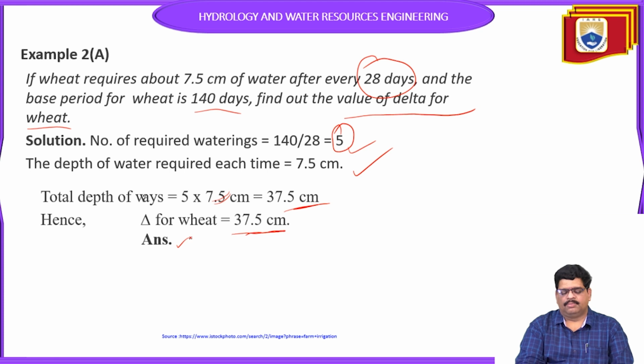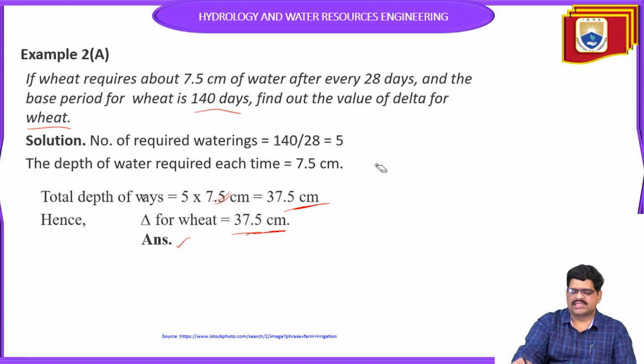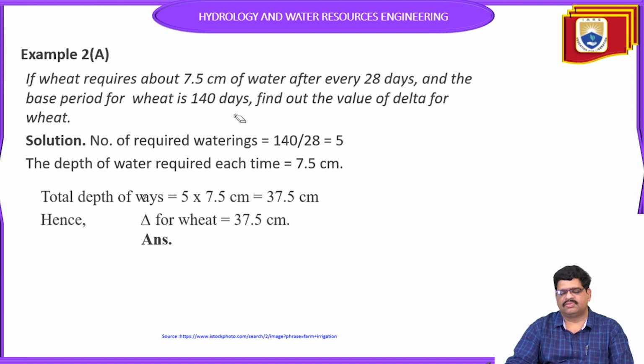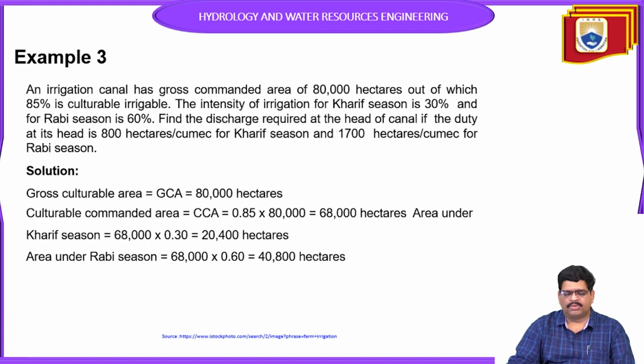This problem is a small variation from the previous one. Find the value of delta, but here the wheat requires 7.5 centimeters of water applied every 28 days, whereas previously it was 10 days. Anything you have to find, you can find from the basic formula, and you can solve this one. Let us see another problem, problem number 3, so you can understand thoroughly.